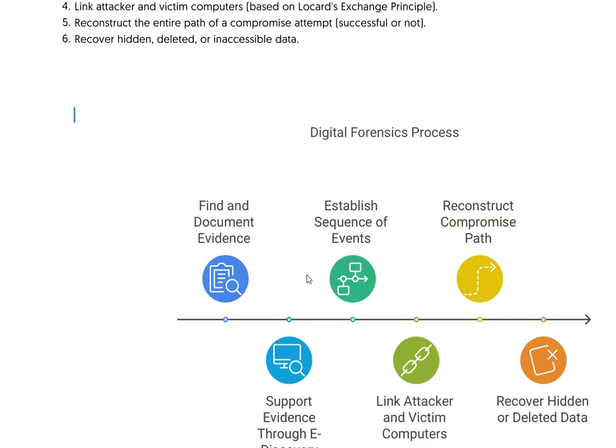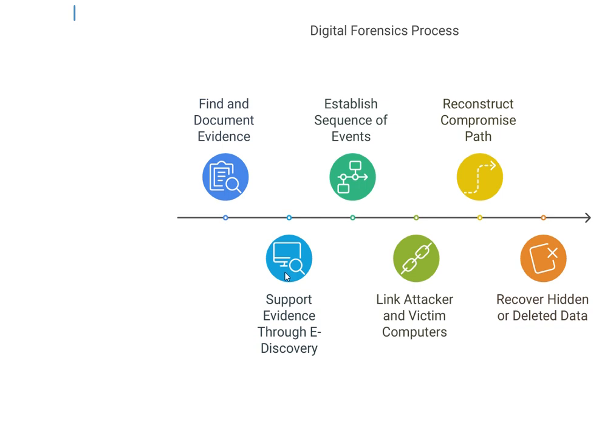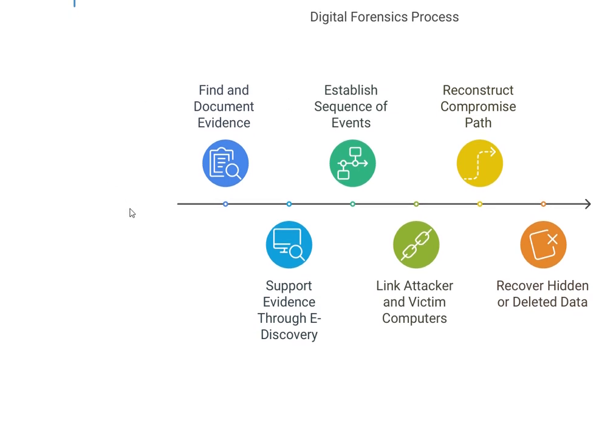So first we need to find and document the evidence. Then we need to support the evidence through e-discovery. Then we have to establish the sequence of events. Then we link the attacker and the victim computers. Then we have to reconstruct the path, and whatever data is hidden, we need to unhide it, and we need to look for the data which got deleted and recover it.